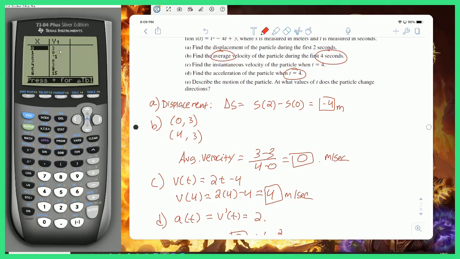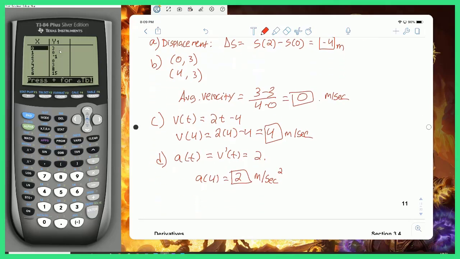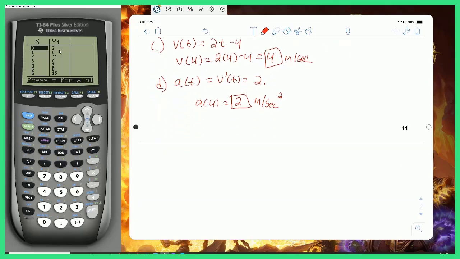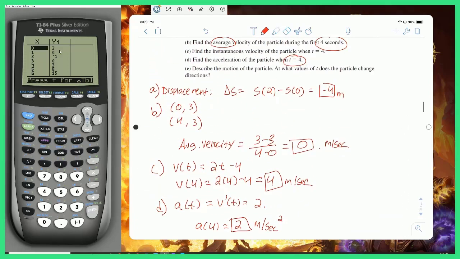E, describe the motion of the particle. At what values of t does the particle change direction? Okay, well, let's add a new page to answer this question. Specifically, let's first answer the question of when does the particle change direction?